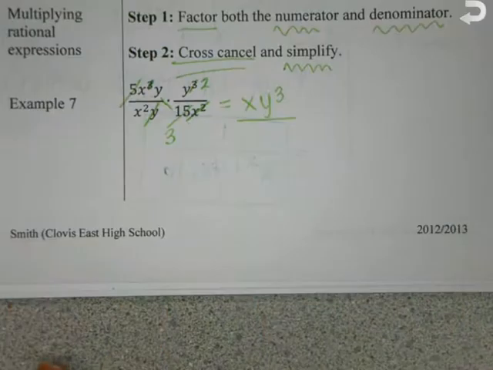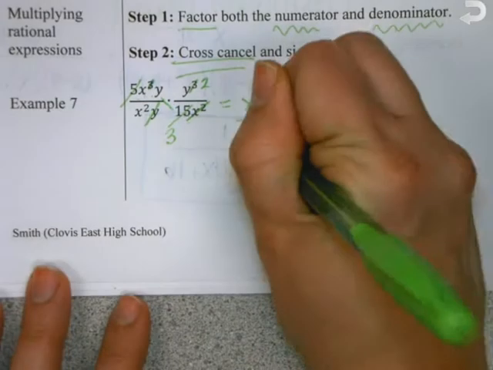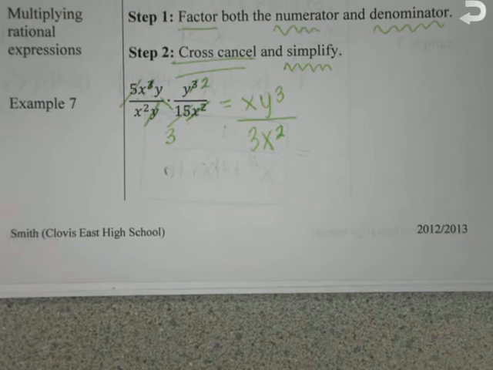Can I reduce any more? No. Well, you can reduce the x's. Yeah, I can reduce the x's again. This x cancels, and the x in the denominator just becomes an x by itself. Oh, I thought since there's a square you couldn't do that. Yes, you can. All over 3x.